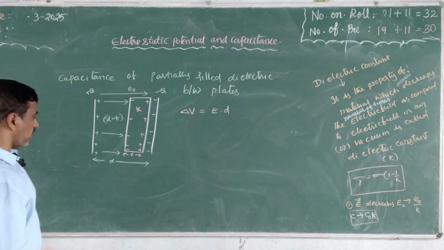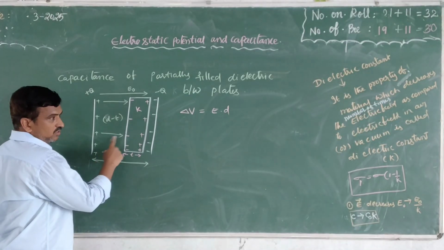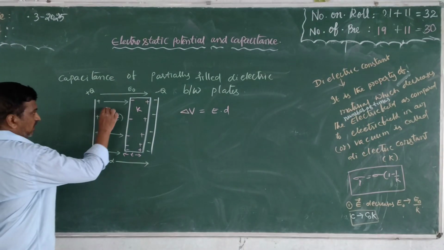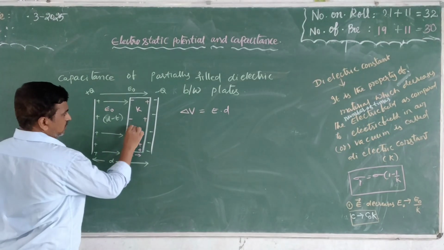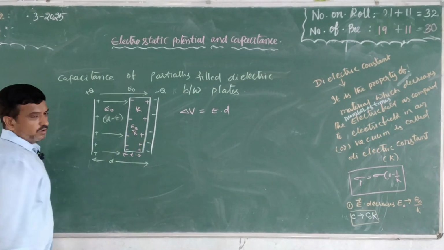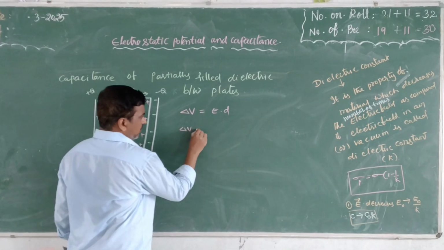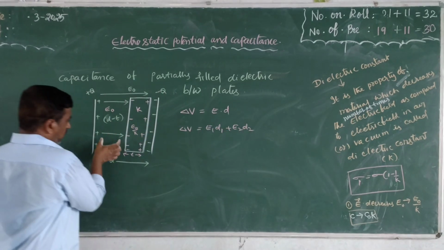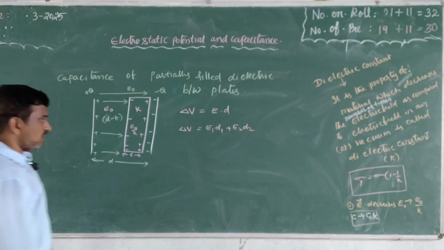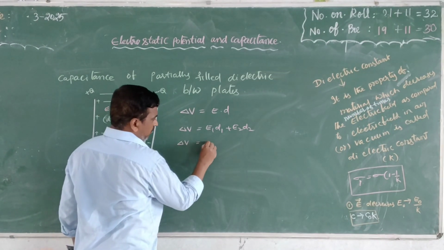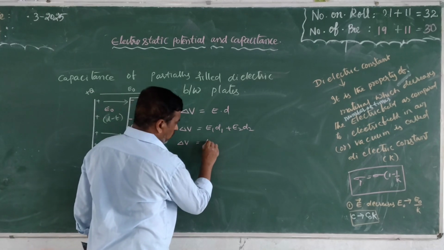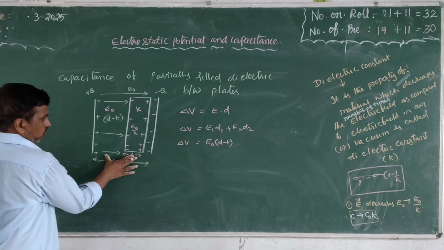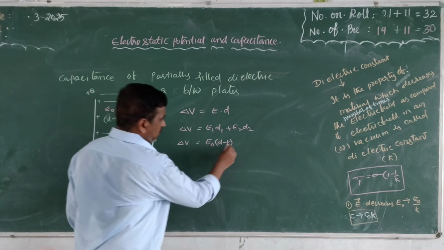Here we have two regions: one with electric field E naught, and one with E naught by K. So delta V equals E1 d1 plus E2 d2, as if it were two capacitors acting together. Delta V equals E1 d1, where E1 is E naught and the distance is d minus t, because we remove the thickness t from the total distance, plus E2 d2.